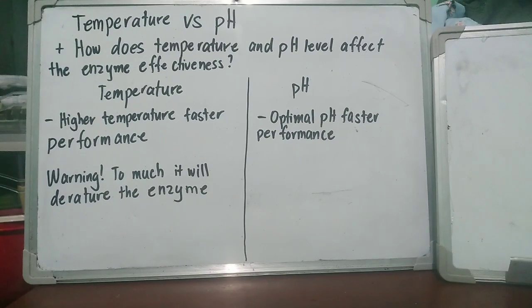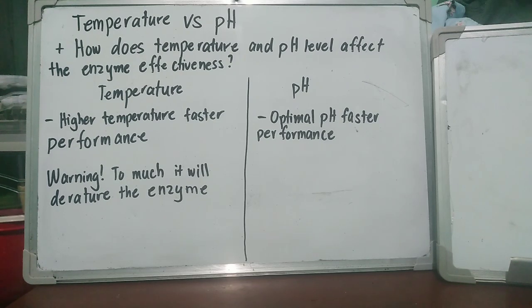So, lastly, before we end this video, let's talk about the temperature and pH. So, how do temperature and pH level affect the enzyme's effectiveness? So, ang answer lang nito guys is simple. Let's talk first about temperature. Higher temperature, faster performance. So, kasi bakit faster performance? As we raise the temperature in our system, there is a lot of energy available for the enzyme to use. Kaya faster ang reaction rate niya.